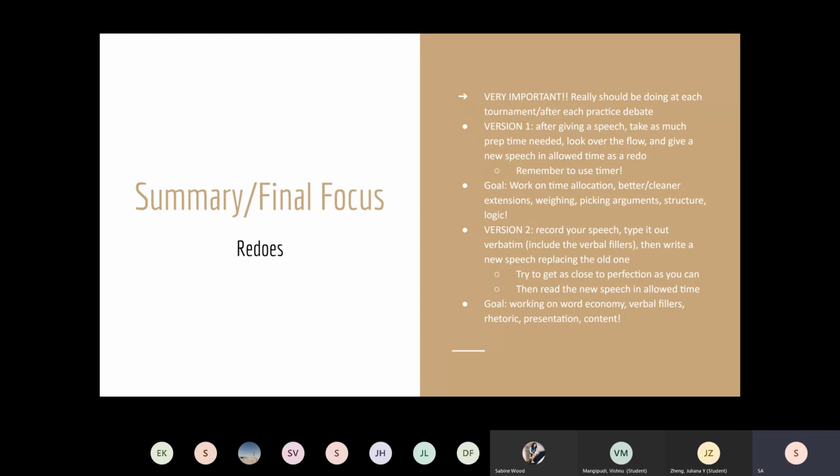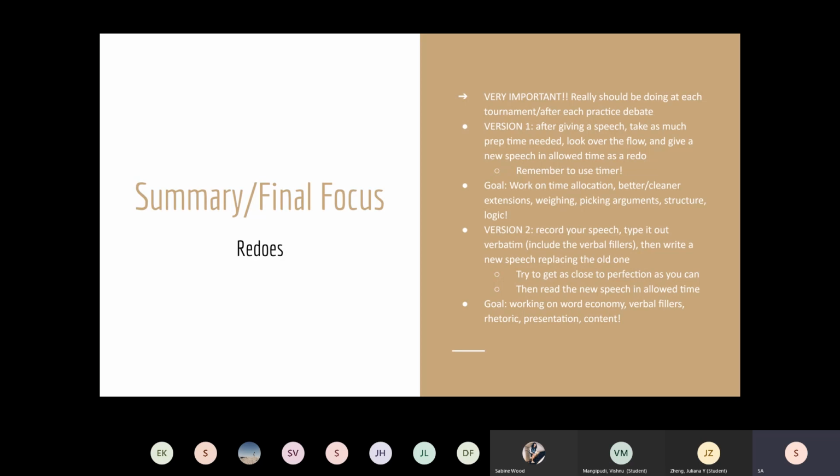For summary and final focus drills, speech redos are really, really important. You should be doing redos at each tournament or after each practice debate. There are two versions of doing this. Version 1 is, after giving a speech, take as much prep time as needed, look over your flow, and give a new speech in the same allowed time. So if summary was 3 minutes, your redo should also be 3 minutes, but you can take as much prep time as you need.